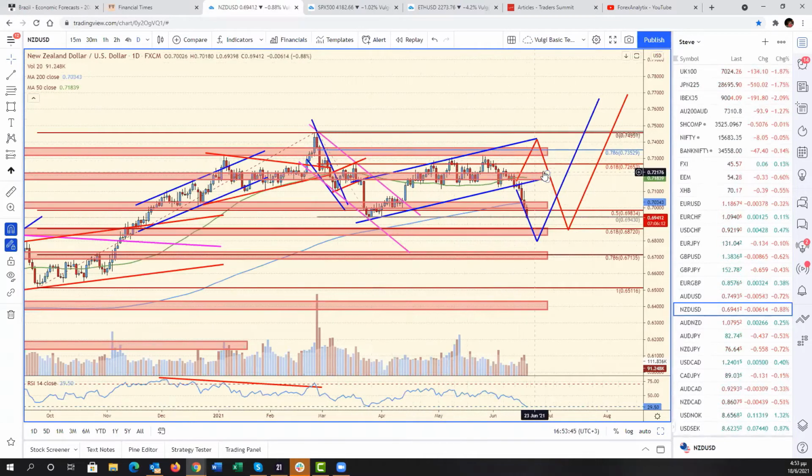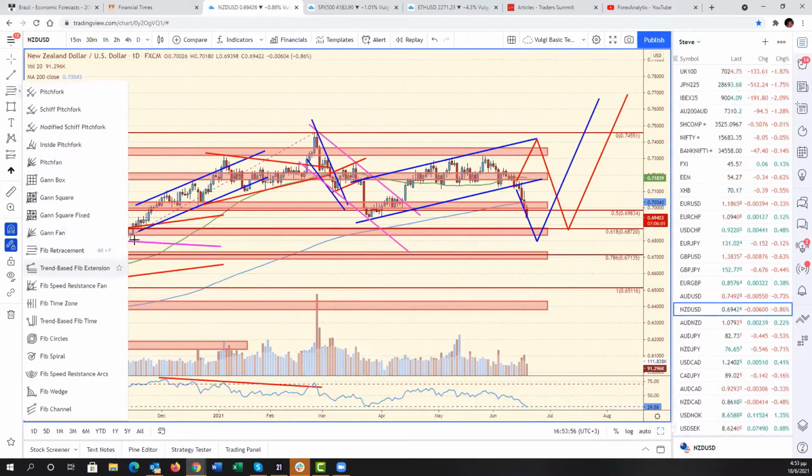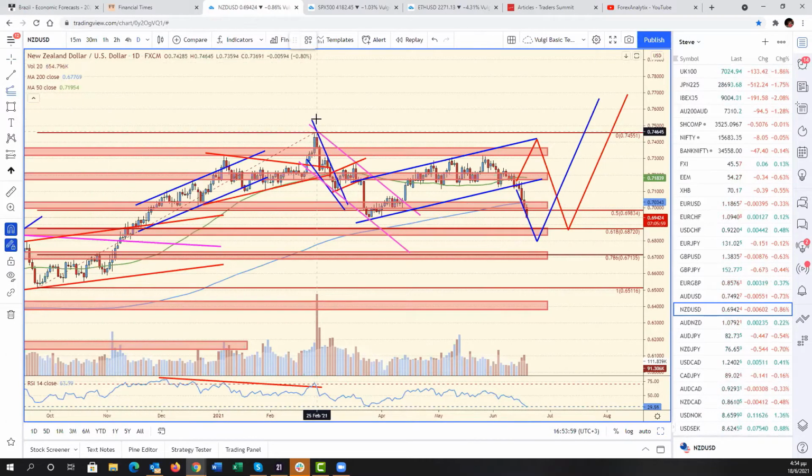speaking of which, let's fib extend the first leg lower and see where an implied target would be for this move. 68 cents. Equality of first leg to the second leg lower, right? 68 cents.